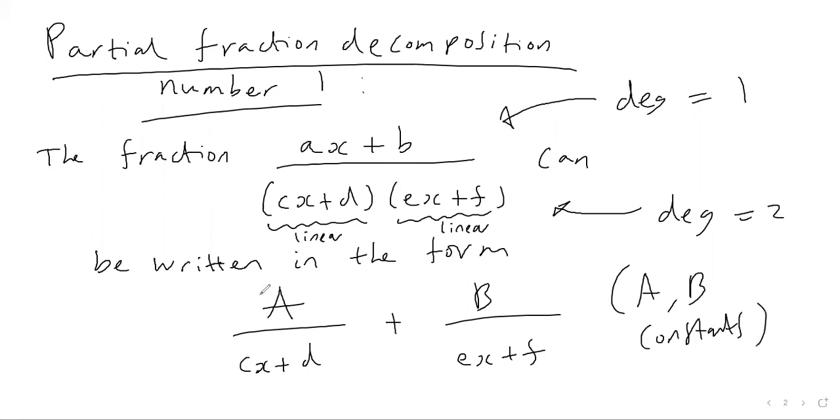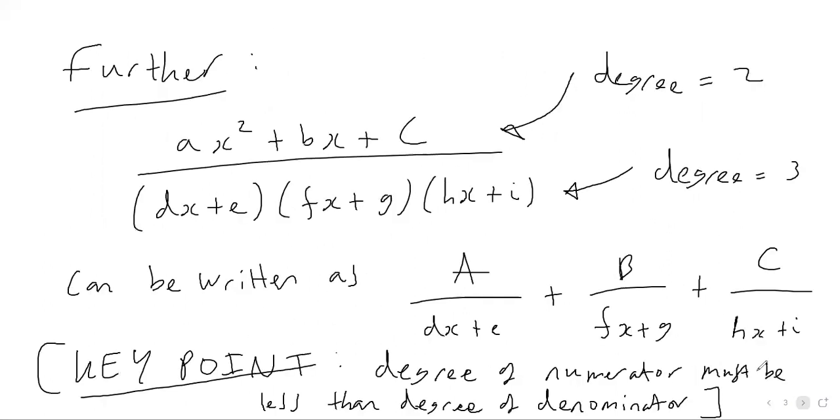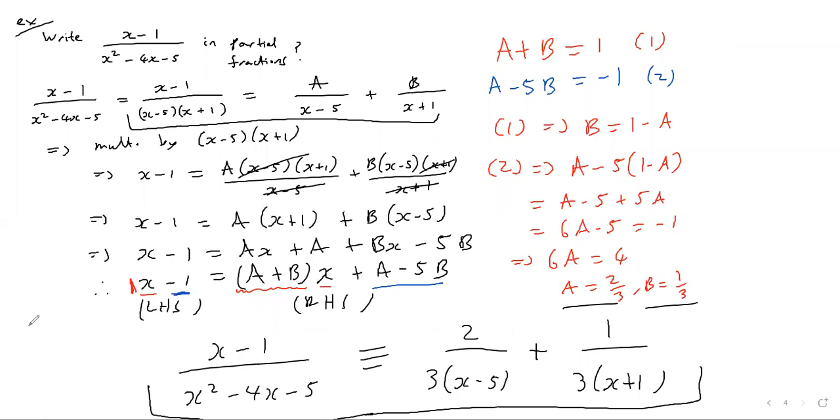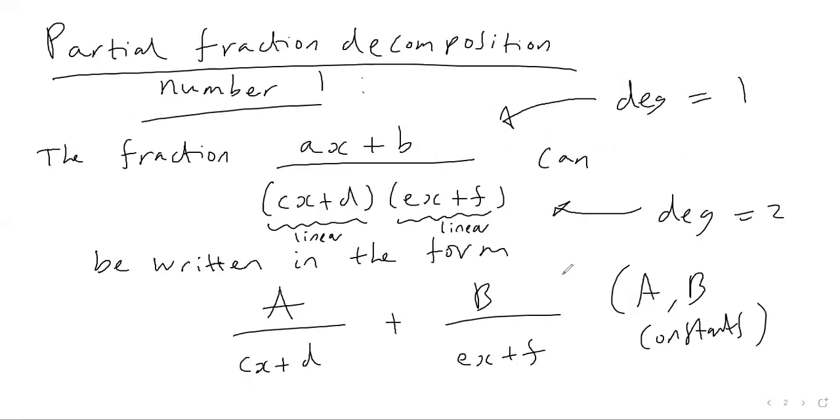So you can split them up into constant numbers on your numerator, and you can do the process that we just did: set this fraction equal to this fraction, then multiply both sides by the denominator, and equate the coefficients. This technique is called equating coefficients, because we're equating the x coefficients and the constant coefficients. And then from there, we can use some simultaneous equations, work out the a and b values, and get our partial fraction decomposition.